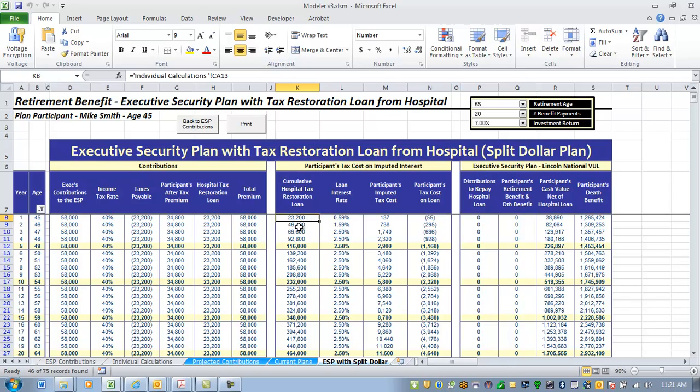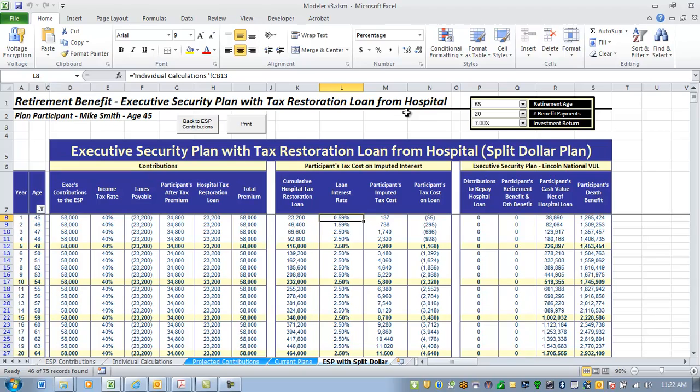And as additional contributions were made to the plan, additional loans would be made so that the loan balance would continue to go up throughout the individual's working career. The loan would be treated as an interest-bearing loan, and therefore the executive would owe interest at the applicable federal rate. And for this purpose, we're going to use the demand loan rate, or short-term AFR.